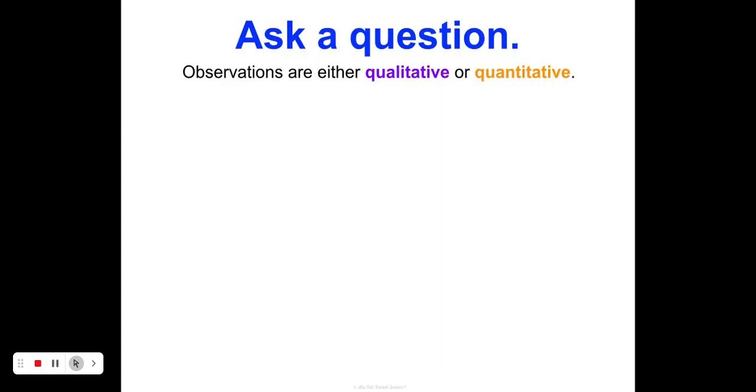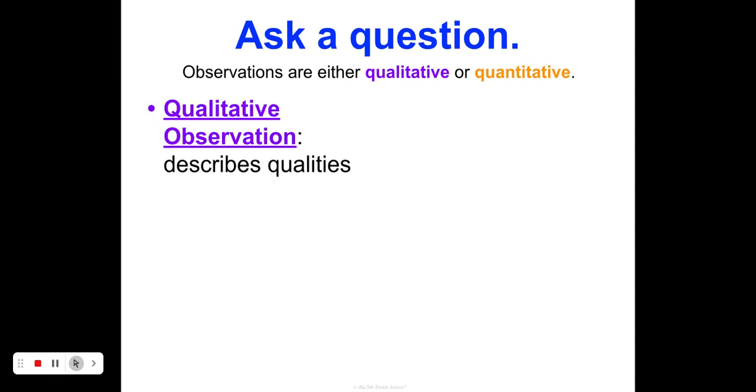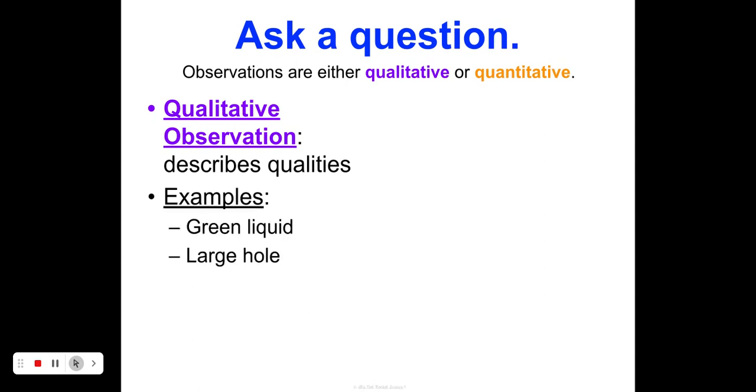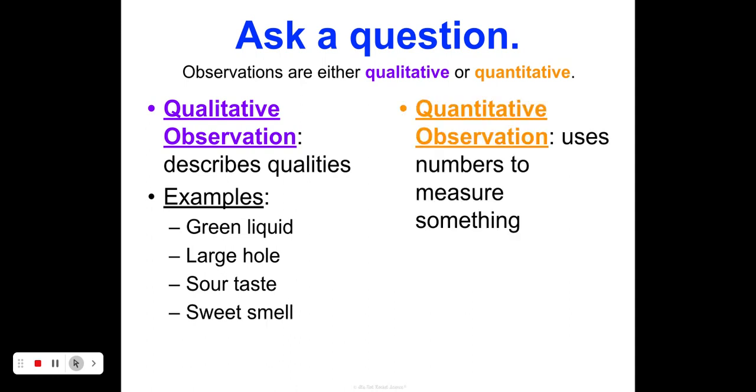Also in the asking questions phase, in science we sometimes talk about the difference between qualitative and quantitative observations and data. If it's qualitative, it describes qualities that are not measurable. Examples: the color of something, how large something is without actually measuring it, the taste of something, the smell of something. Quantitative observations always use numbers or quantities to measure something. For example, you're telling me the exact distance or length that something is.